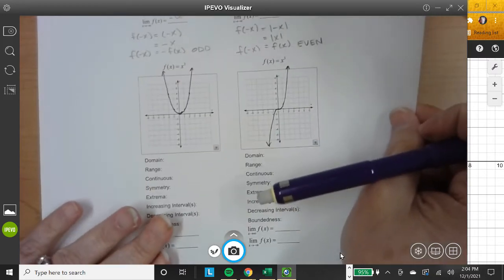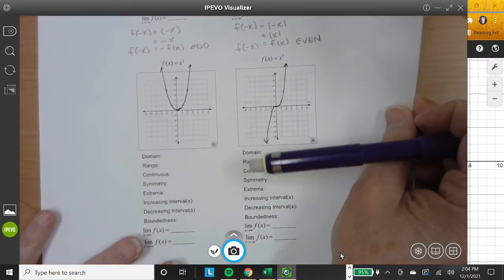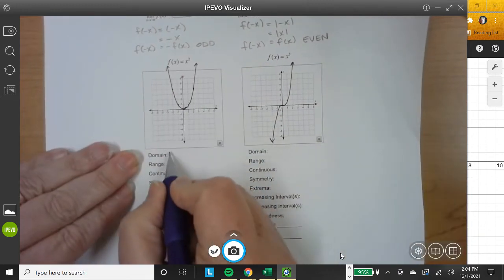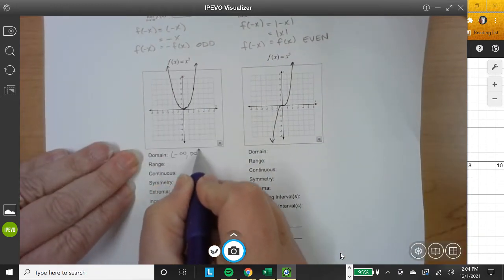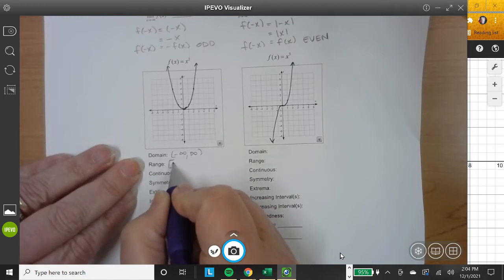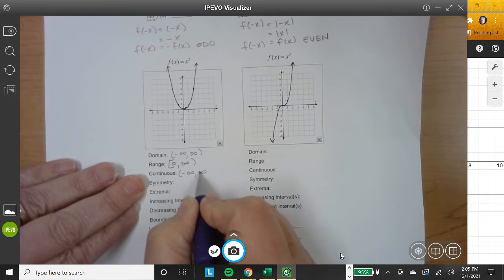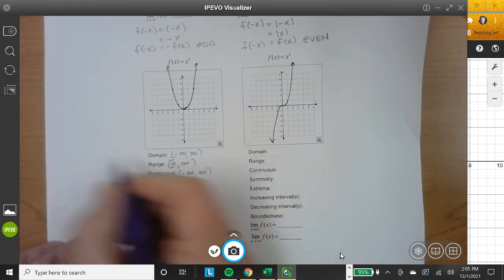y equals x squared. This is our classic quadratic. The domain on this is all real numbers. The range is inclusive of 0, from 0 to infinity. This is also continuous for all real numbers. The symmetry is even, but let's prove it.